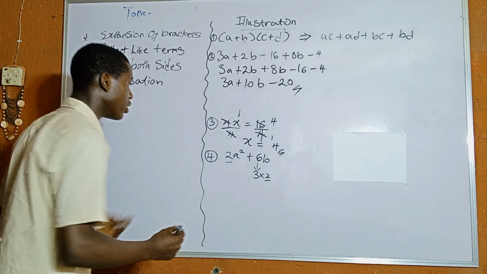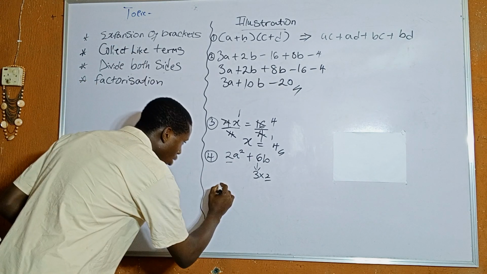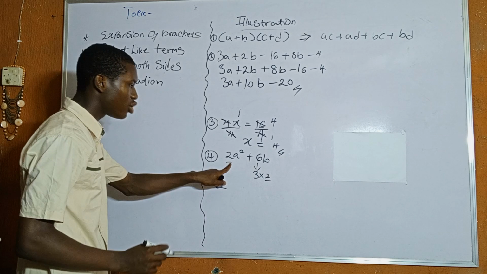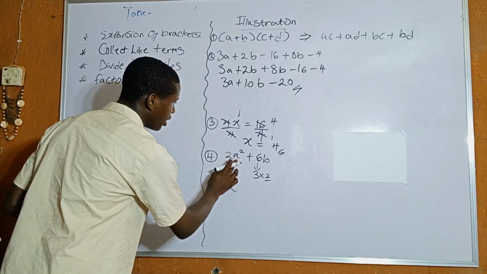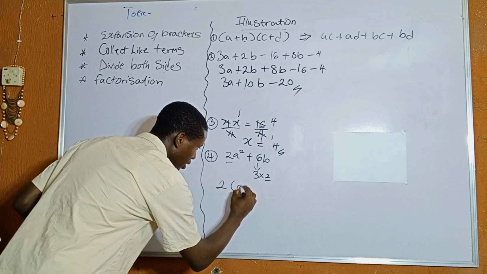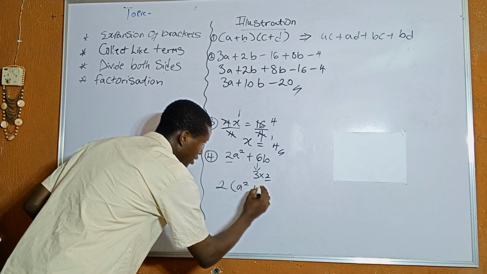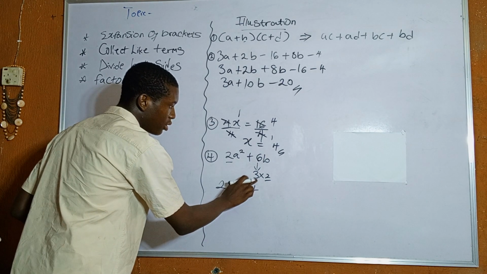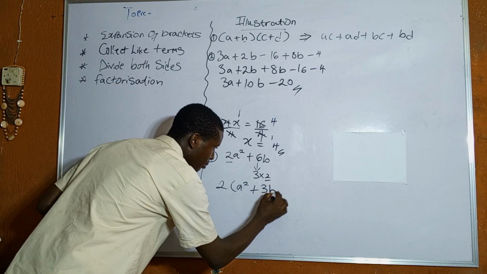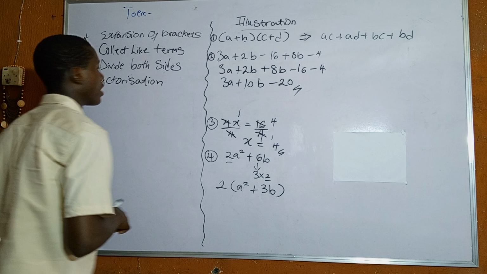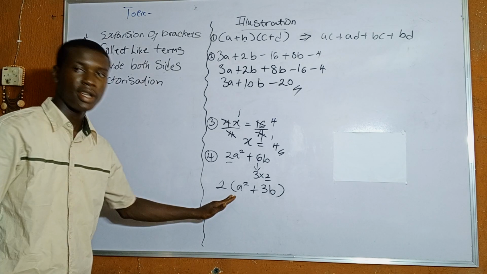They are not common. So all we need to do is to pick one of the common thing, which is 2, and open brackets and add the uncommon, which will be a squared plus, now this one is not common, so this will be 3b. And that is how you factorize expressions.